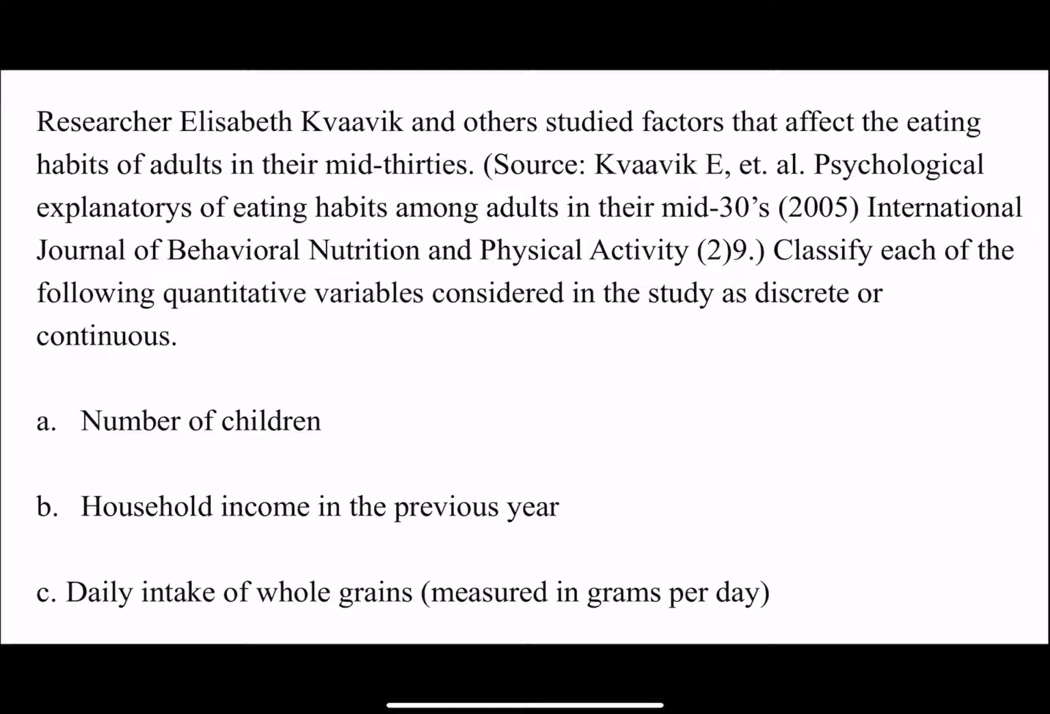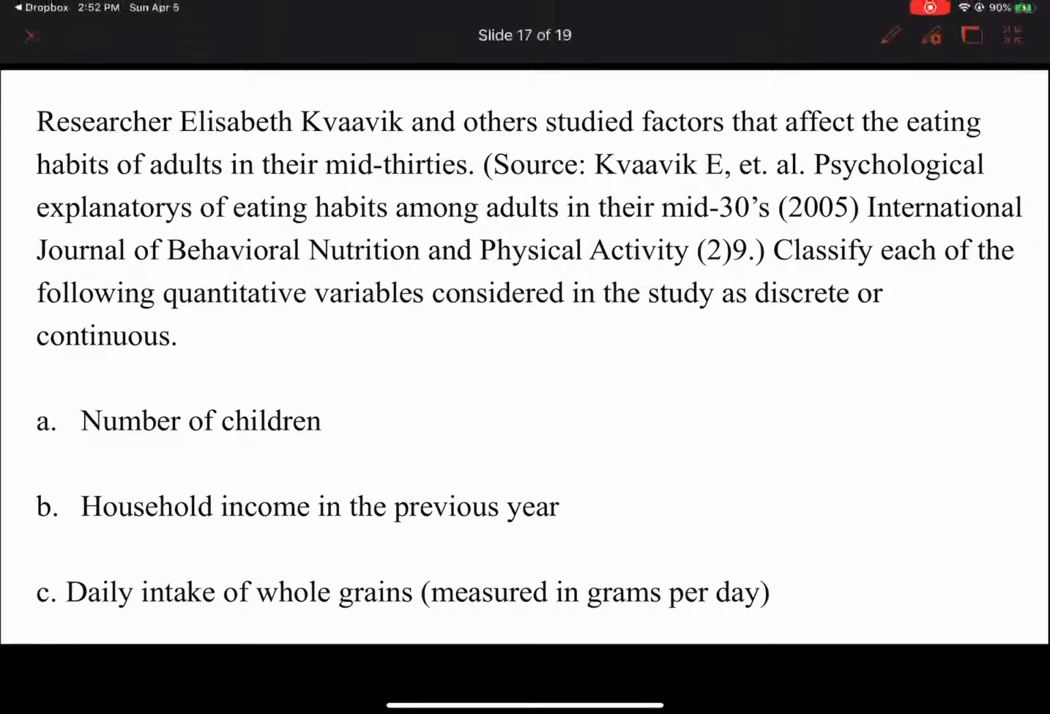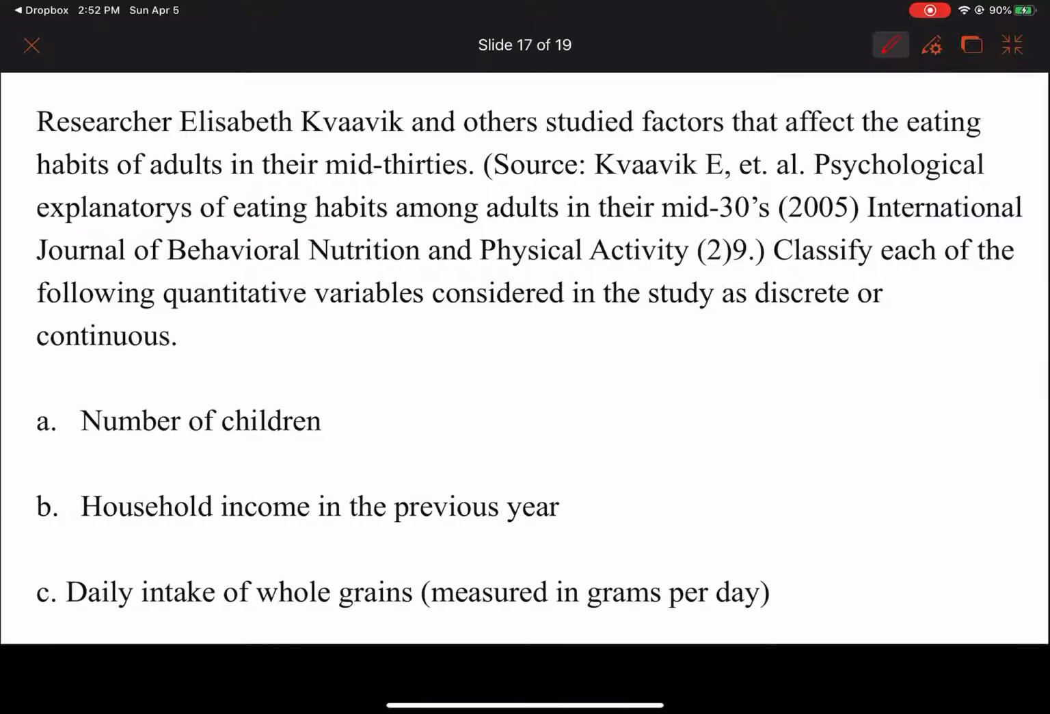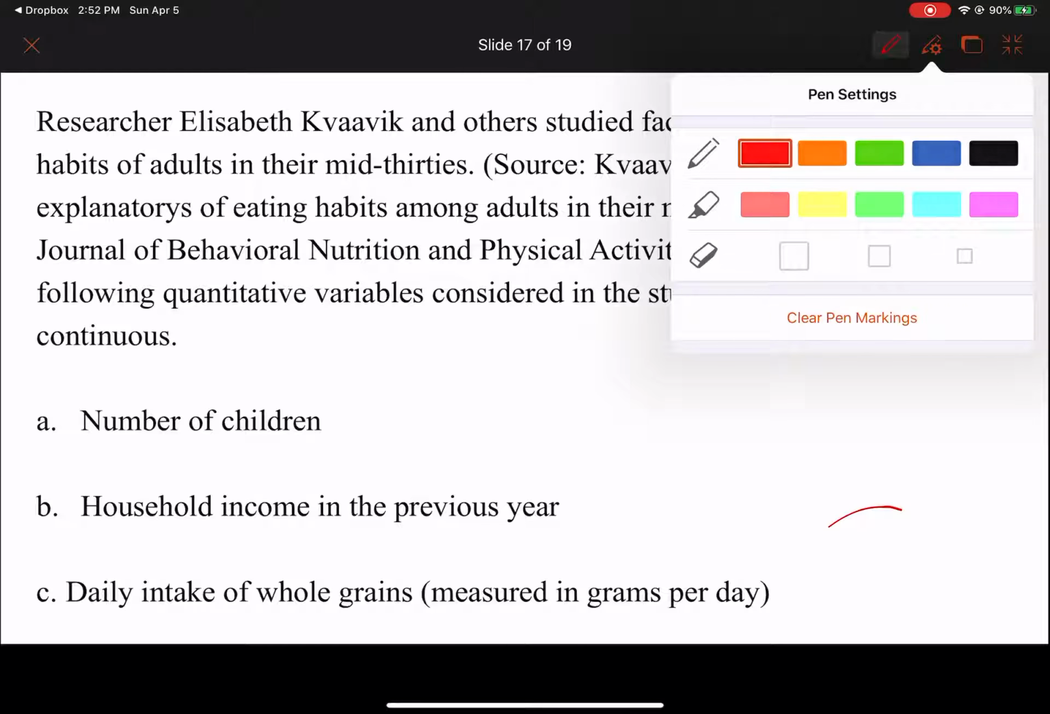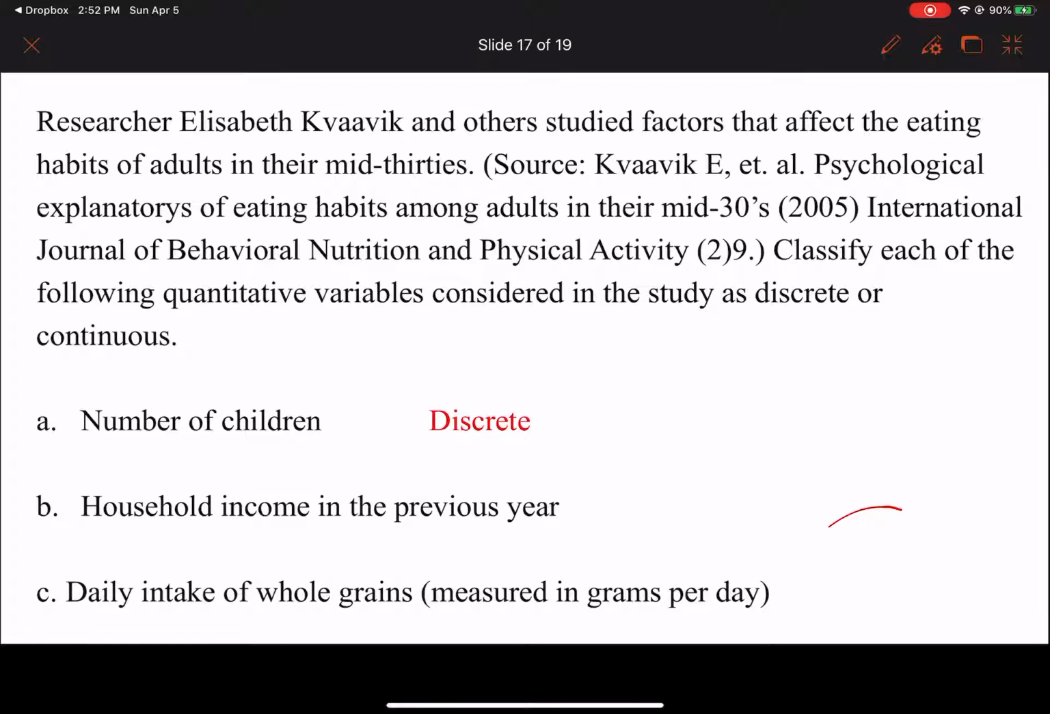Okay, so we're going to classify each of these as discrete or continuous. This is also that same study. The number of children someone has, is that discrete or continuous? That would be discrete because you're not going to have 1.5 children.